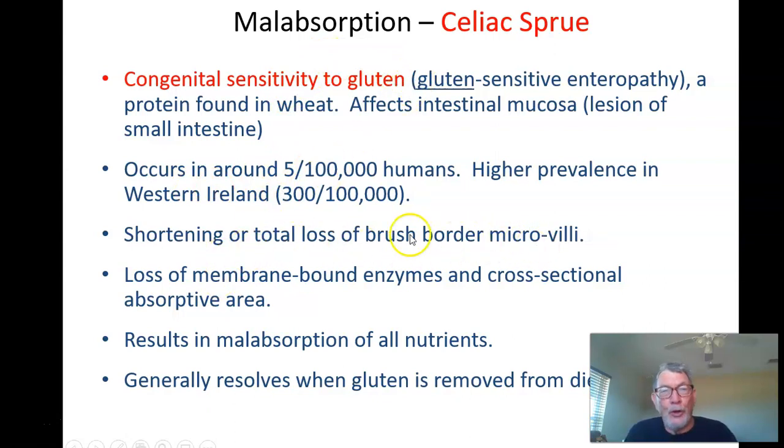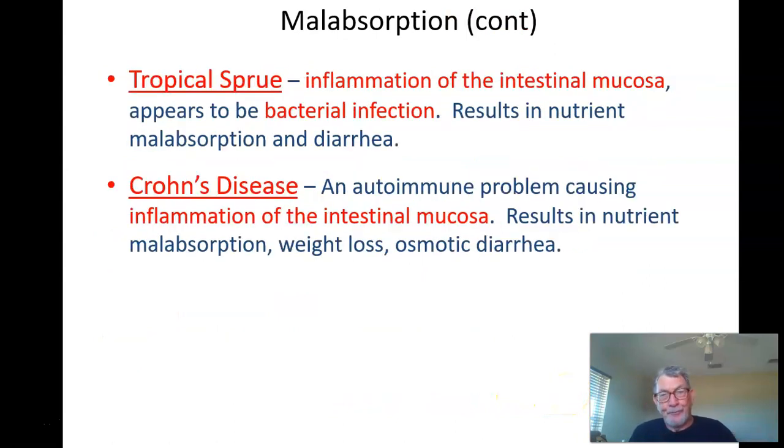The brush border swells up. The microvilli become packed together or flattened out in such a way that they can't absorb. Malabsorption of nutrients, and a lot of GI upset, diarrhea, and the like. Tropical sprue is Montezuma's revenge. This is when you get a bacterial infection that causes exactly the same thing. You swell up, your intestinal wall swells up, nutrient deficiency, and diarrhea. You can treat this with antibiotics.